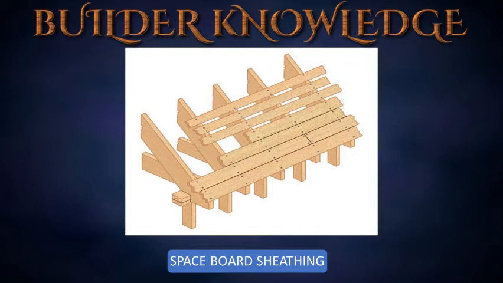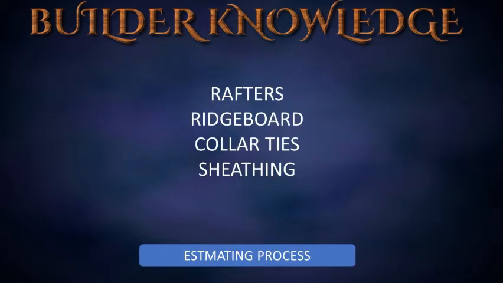Spaced board sheathing. 1 inch by 4 inch or 1 inch by 6 inch softwood boards, generally used on wood shingle and tile roofs. Roof frame and sheathing material estimating process. Rafters. The size and material depends on the span of the building. The number of rafters depends on rafter spacing.